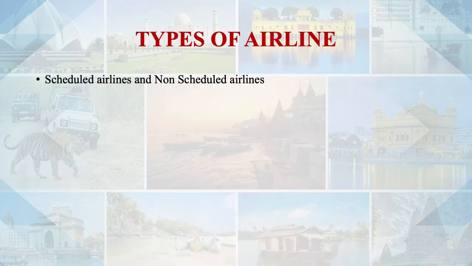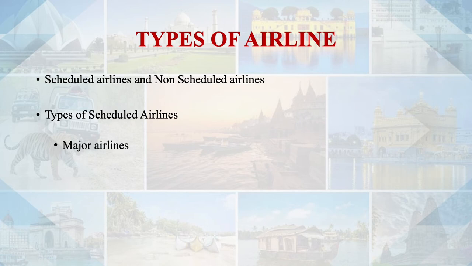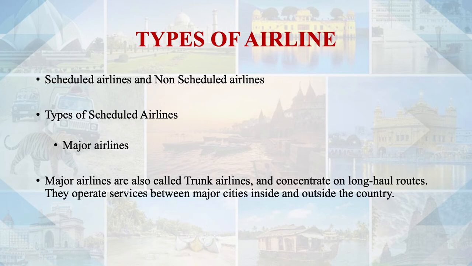Non-scheduled airlines are actually airlines that may not have a published timetable; we will come to the details of it later. Apart from scheduled and non-scheduled airlines, there are some other types of classification also. Major airline is one type of terminology we quite often come across in the air transport literature. Major airlines are actually the trunk airlines, and they concentrate on long distance routes, and they operate services between major cities within the country and from this country to outside as well.